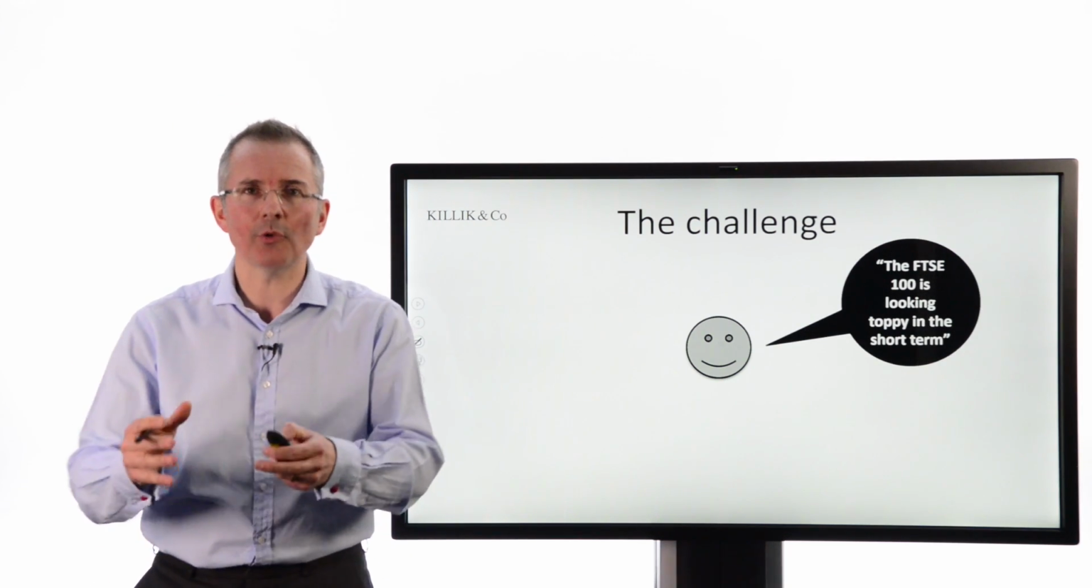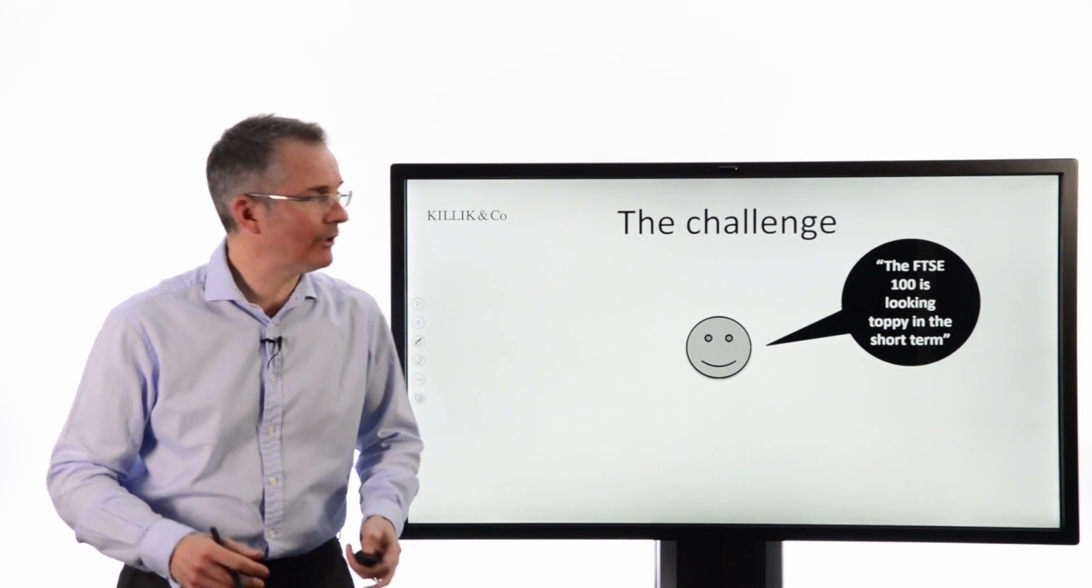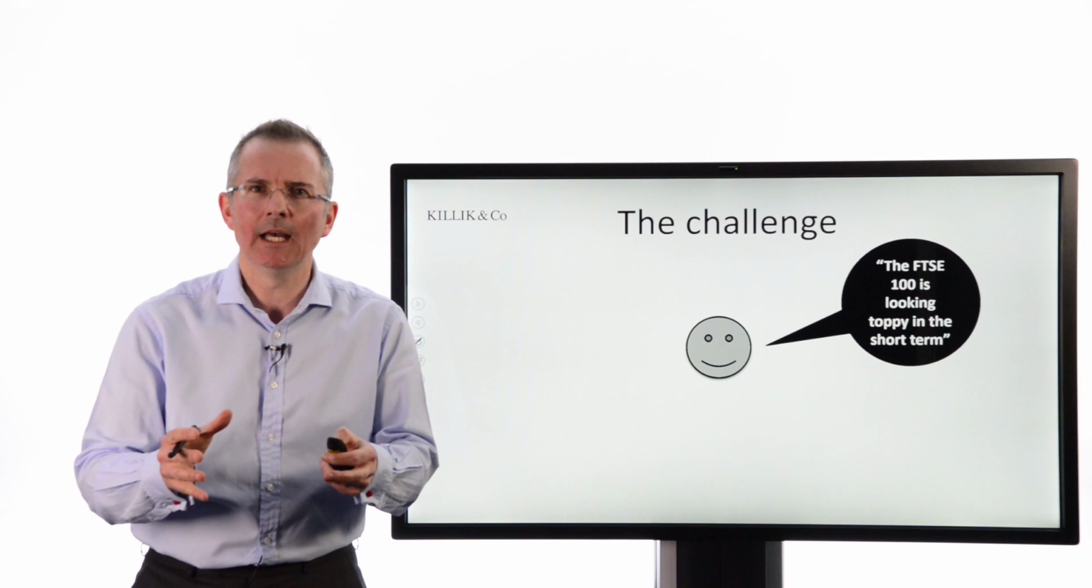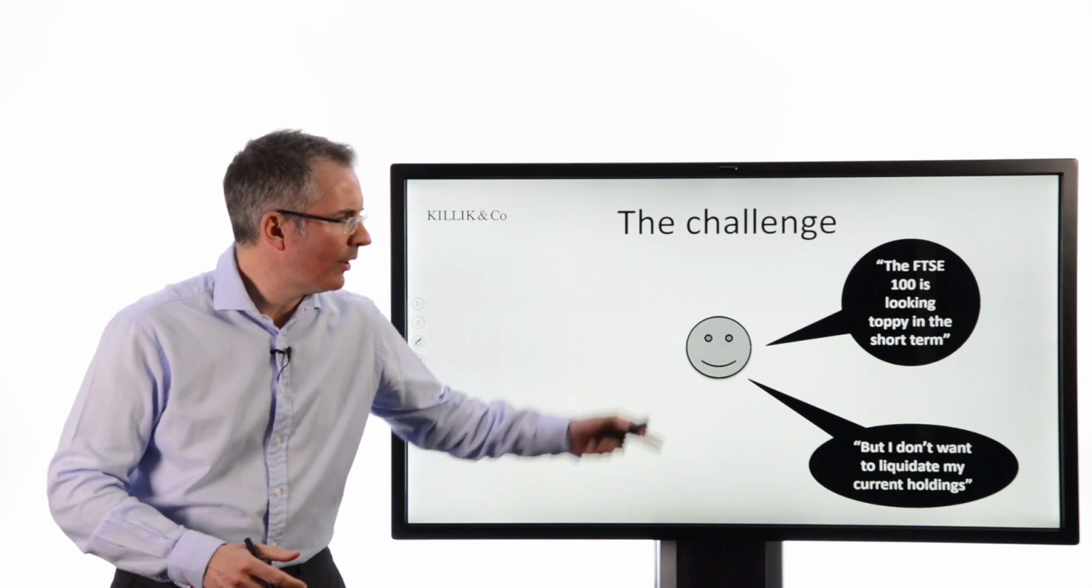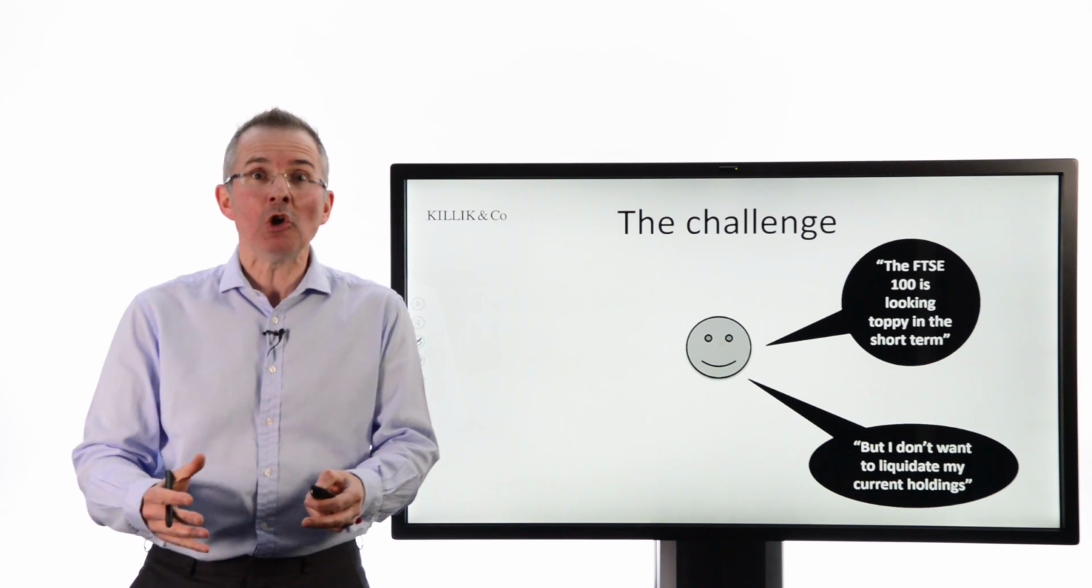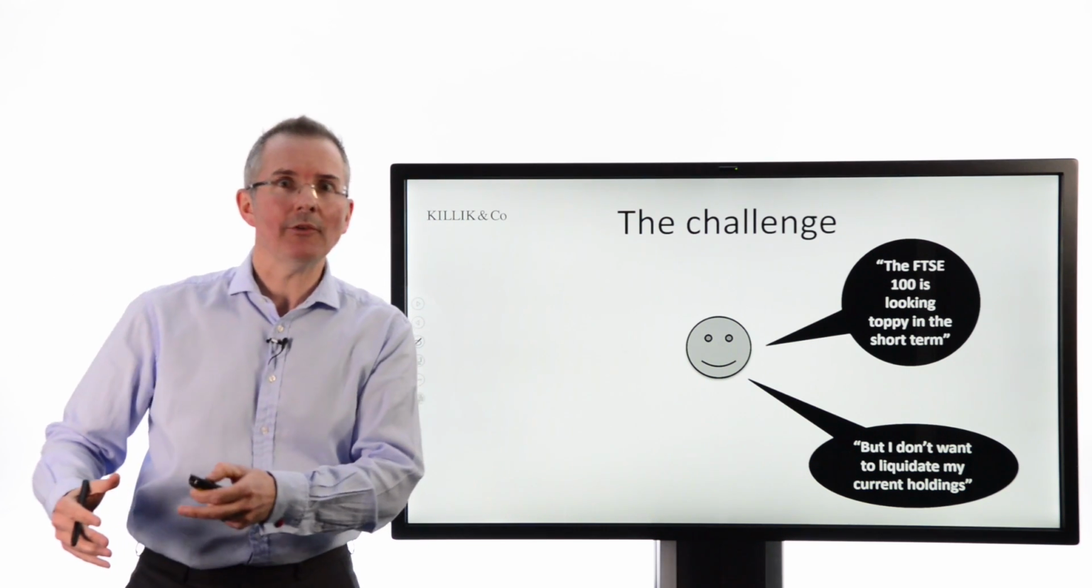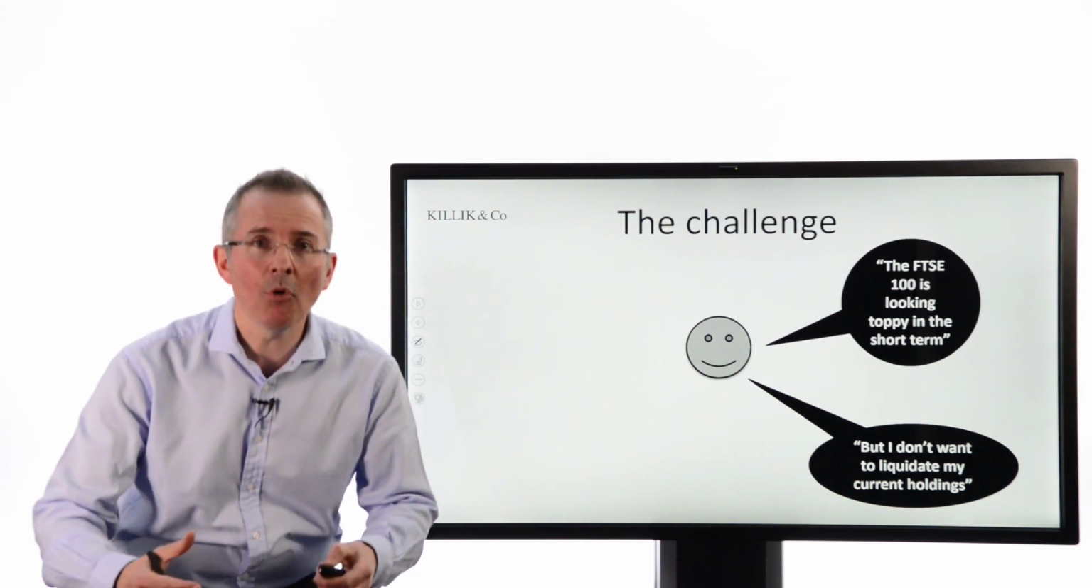What's the challenge? What are we trying to do? What's the problem we're trying to solve? The FTSE 100 is looking a bit toppy in the short term, it's looking a bit high, a bit nervous. So is there something I can do? Well, I could sell all my shares, wait and see if I'm right. When it falls, buy them all back.